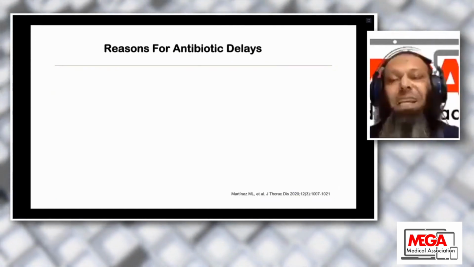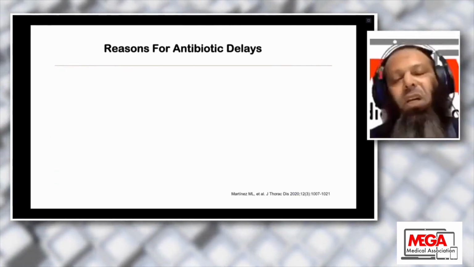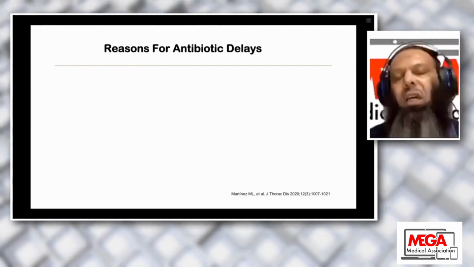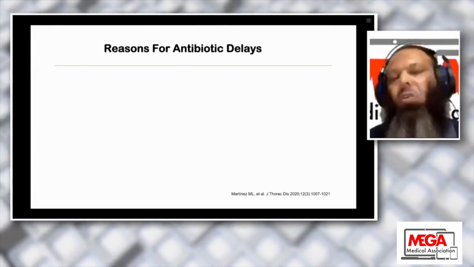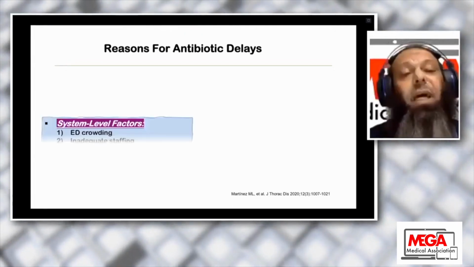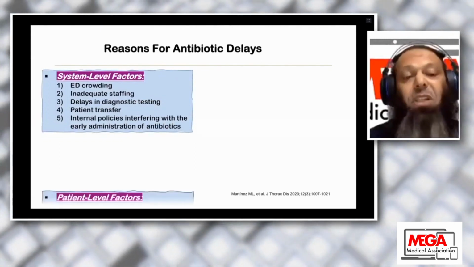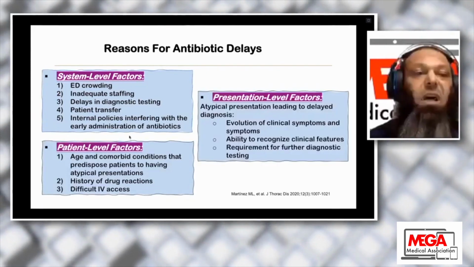If you want to dissect the common reasons behind antibiotics delay in the ER, in the ICU, or on the floor, when you assess, for example, RRT or SAT team or sepsis code, we found that there are system level factors, patient level factors, and presentation level factors.